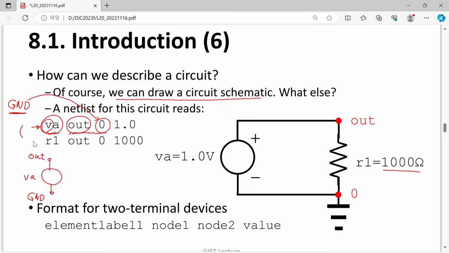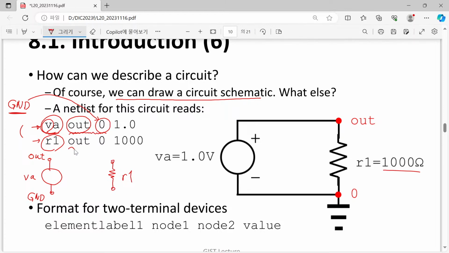And let's go to the second line. It starts from R1. Since it starts from R, we say that this is a resistor, and it has two following node specifications, and its upper node is connected to the out node, and its lower node is connected to the ground. And I just forgot the last quantity here. It has just numeric numbers 1 and 1000.